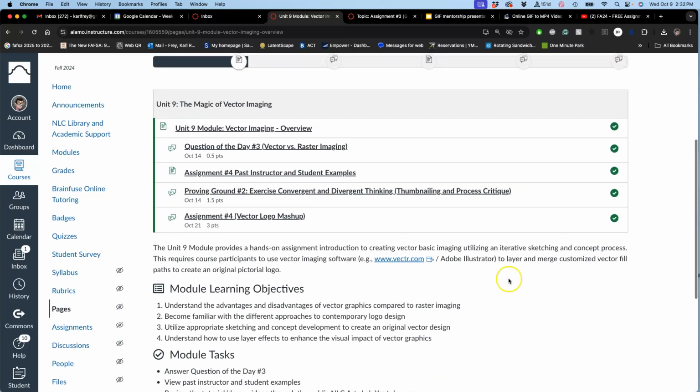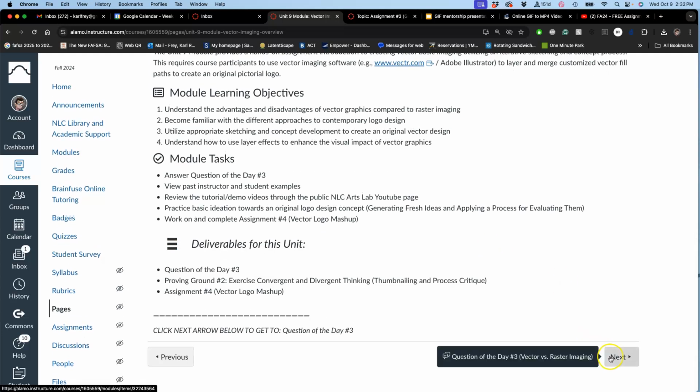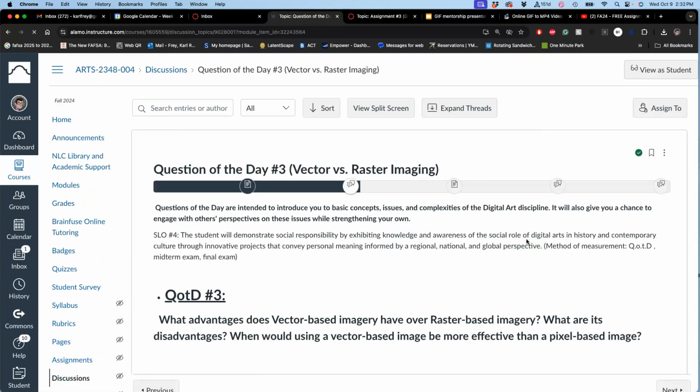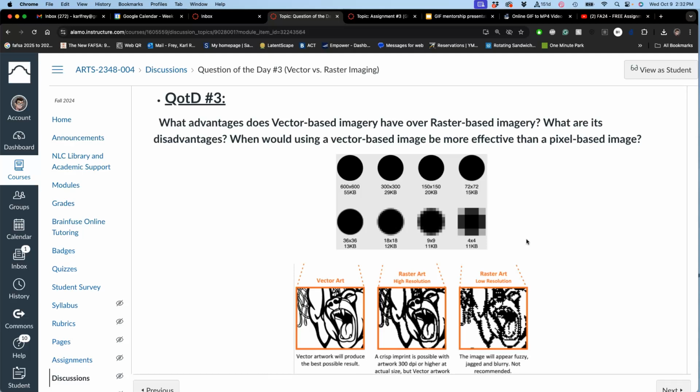We have a lot in this unit because it's introducing us to vectors. First in this unit is a question of the day, which is due next week on October 14th. This question of the day is something I want you to think about between now and next class and write down your thoughts for. It's what advantages does vector-based imagery have over raster-based imagery? And when you see raster or you see bitmap, those are names for pixel-based images. Right? Bitmap is the older name, raster is the now preferred name.